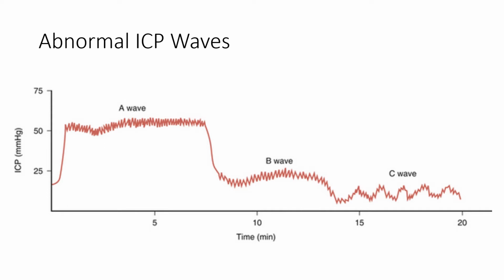So the A wave does not have much clinical significance, whereas the B waves, with raised ICP more than 20 to 25 lasting for several minutes, more than 15 to 20 minutes, will indicate significant raised ICP and require treatment.